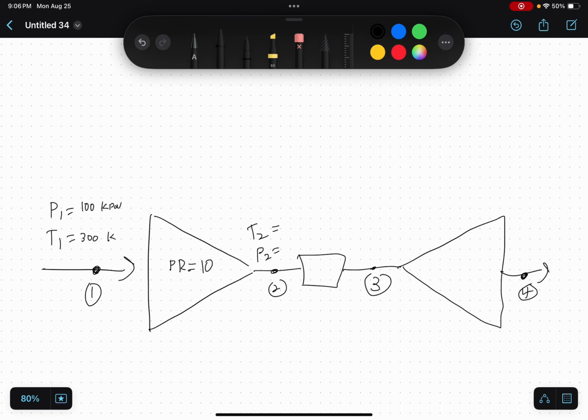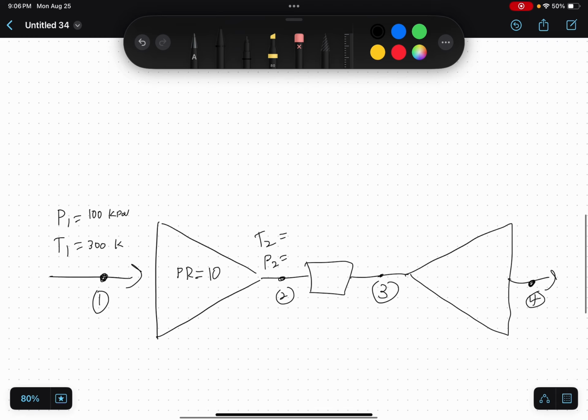All right, so this video is going to be on compressors and turbines. If you're doing cycles, this is the video. At my work, I do a lot of gas turbines, so I'm going to use a gas turbine as an example.